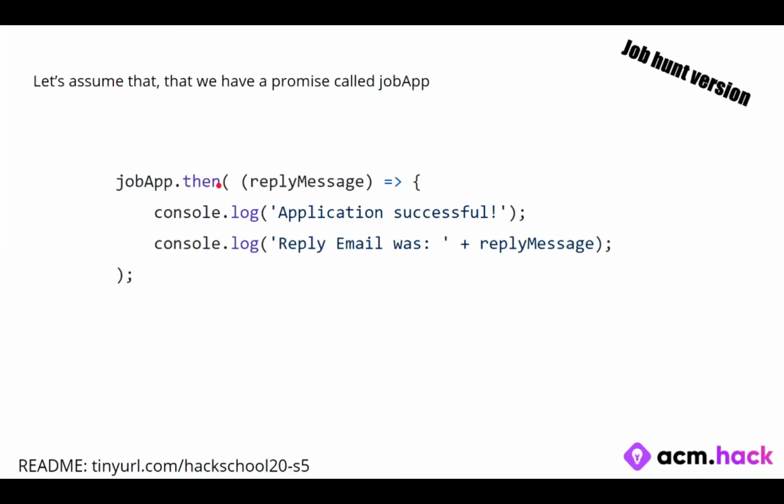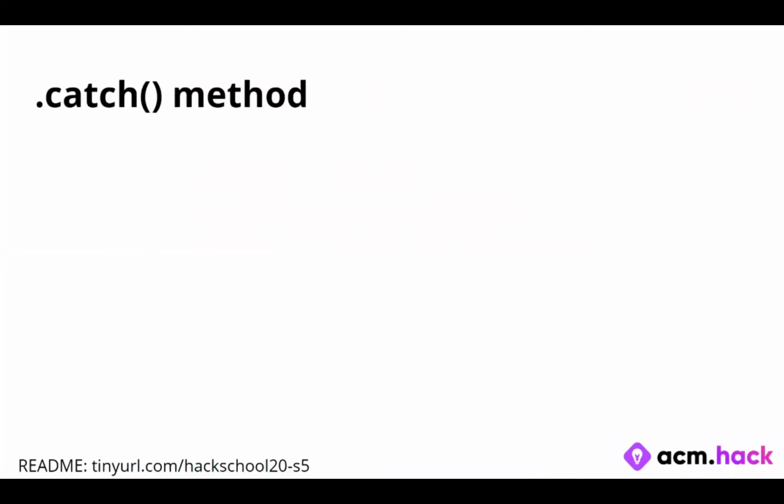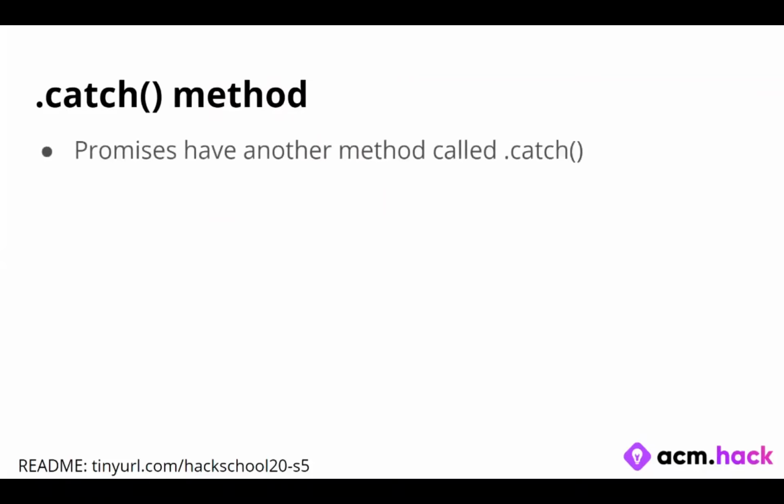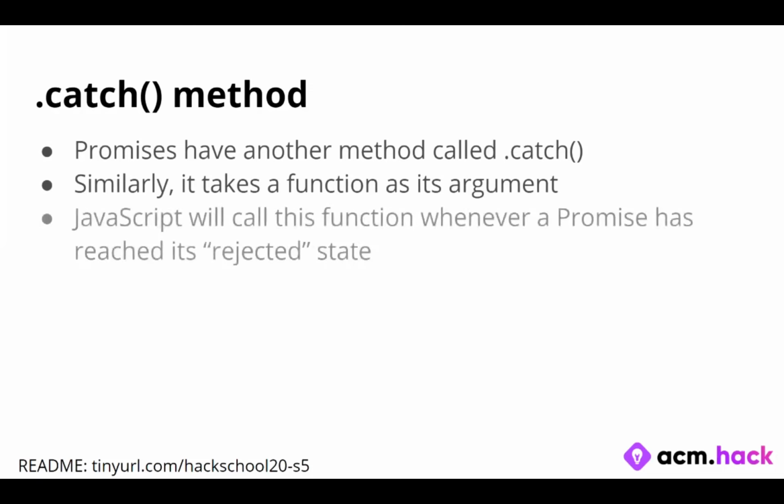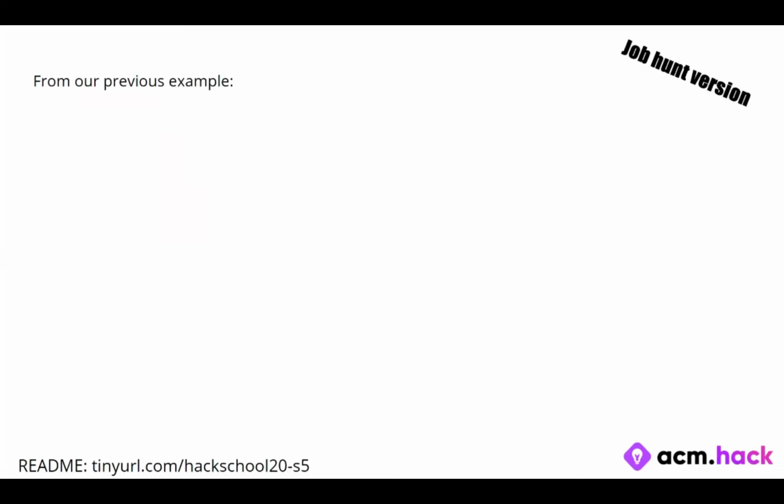Right? Similarly, we can go to the .catch method. So promises also have another method called .catch. Similarly, it takes a function as its argument, and JavaScript will call this function whenever a promise has reached its reject state. So let's see it in our example, right?